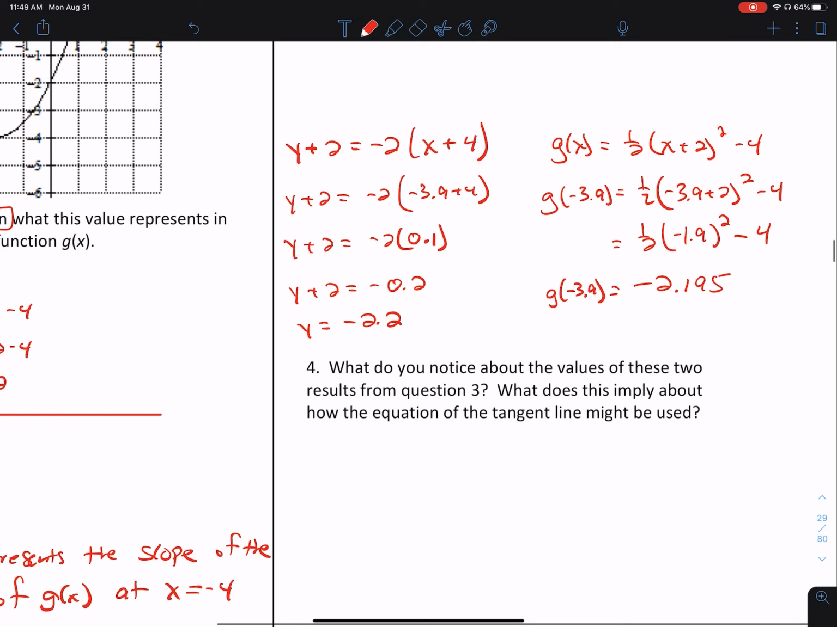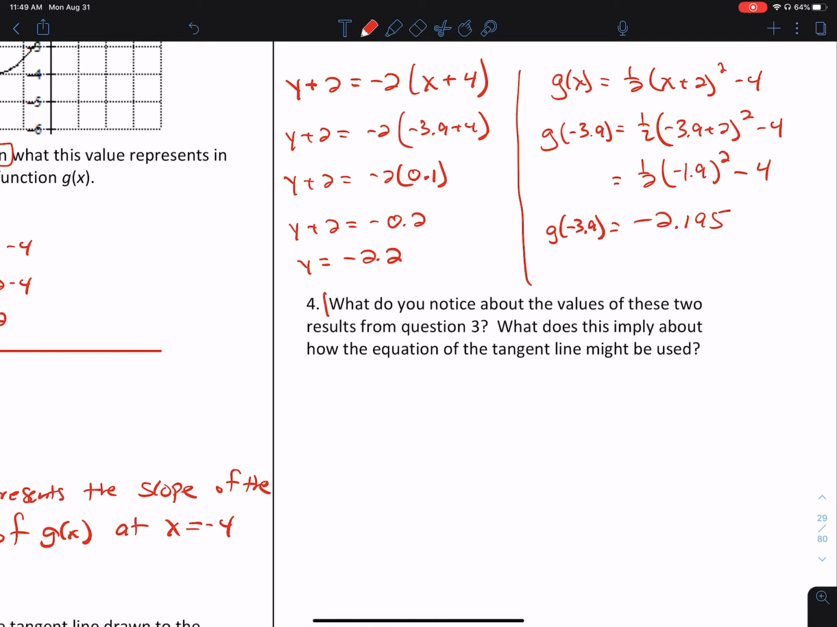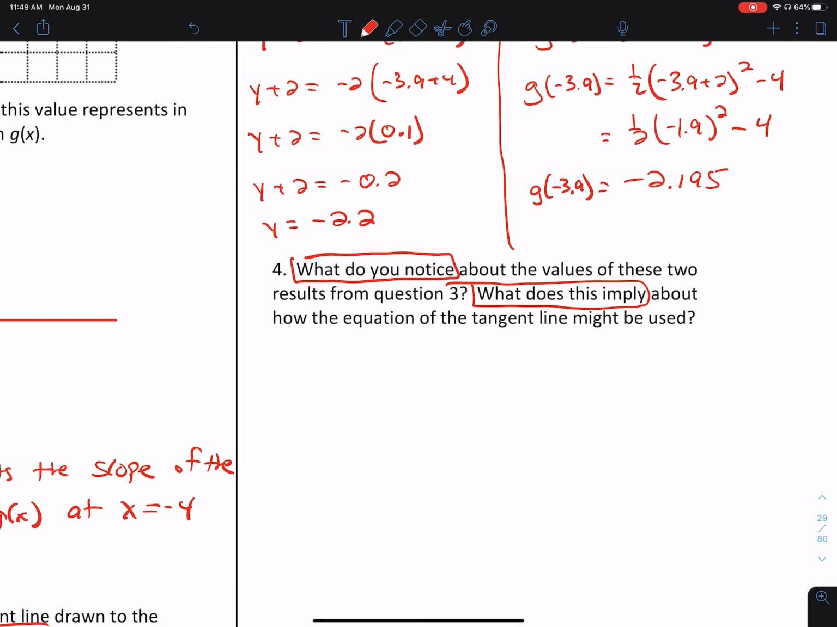Next question: what do you notice about the values of these two results from number 3? What does this imply about how the equation of the tangent line might be used? Well, here's what I would say. The two results from question 3 are very close in value to each other.